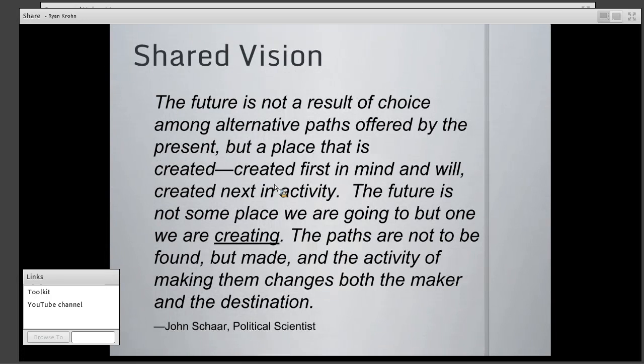We talk about a shared vision and we continue to look at this piece, but our future is not a result of choice among alternative paths offered by the present, but a place that is created first in the mind and will, and created next in activity. The power of this is that sometimes it really takes the creation process to bring these ideas forward that you're thinking about. And it's generally not just a couple of paths laid out in front of us, but one that we are creating. And that's an important piece of the work of personalized learning.